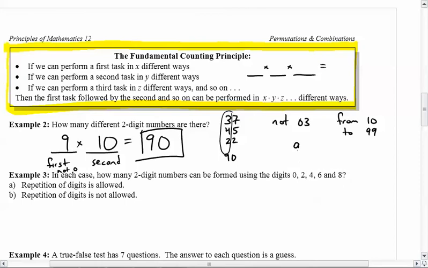So all the numbers from 10 to 99 would be like 99 minus 10, which is 89. Now that's kind of weird. Where did we lose a number? And you can think about it to yourself.